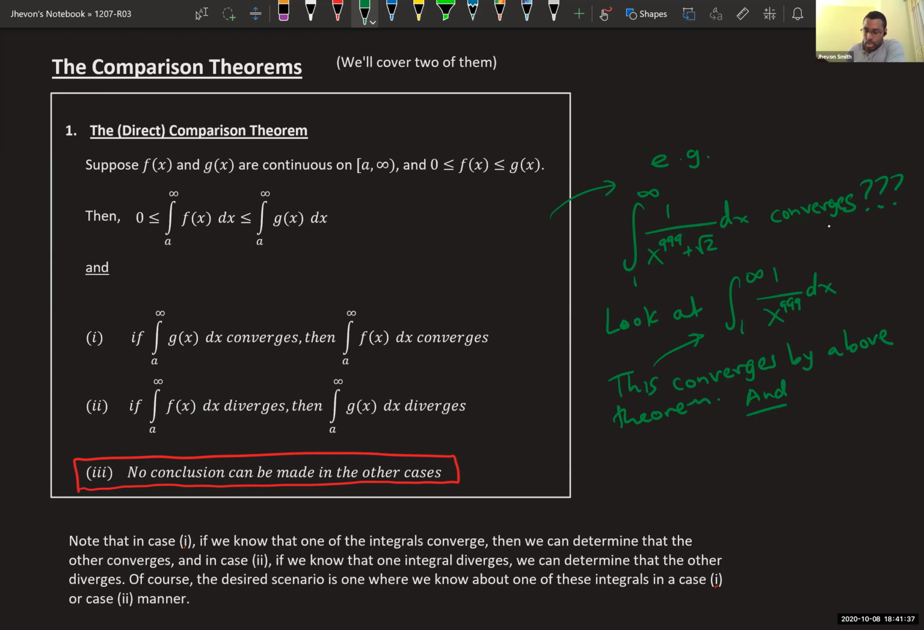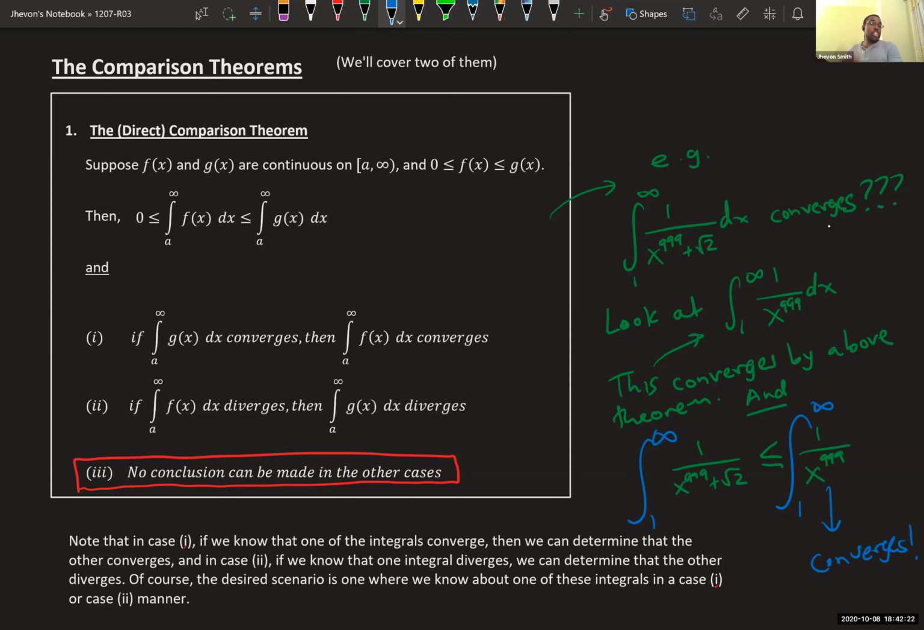And notice what is happening here. If I look at the integral of 1 over x to the 999 plus radical 2, and I look at the 1 over x to the 999, how would you compare these in terms of inequalities? The one on the right is bigger because it has a smaller denominator, so it's being divided by a smaller number. So this guy is bigger, which means if I throw integrals on these, the integral on the right is bigger. And I know, so if I throw on integrals here, I know this converges.